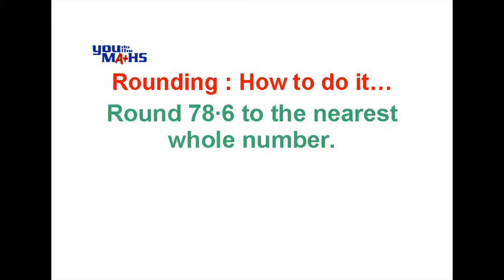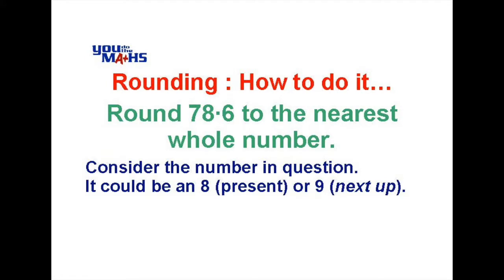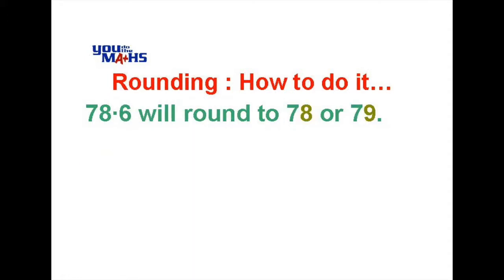In the first case, 78.6 needs to be rounded to the nearest whole number. So we have 2 choices. Either we can leave it as an 8 in the whole number position, or we can round up, and they're the only 2 choices we've got: leave as is or round up to the next number. So there we go, we've got 78.6. Our final result will be 78 or 79.